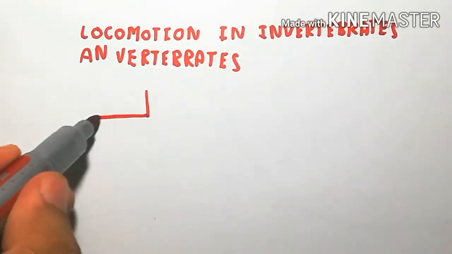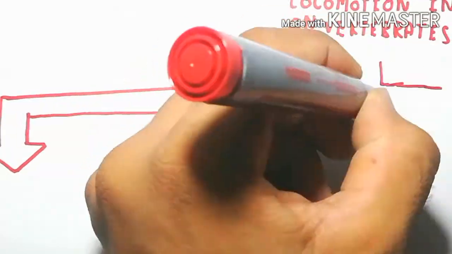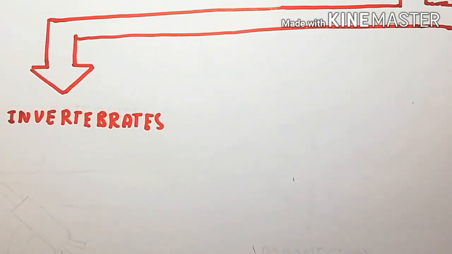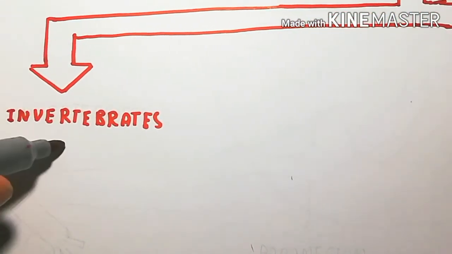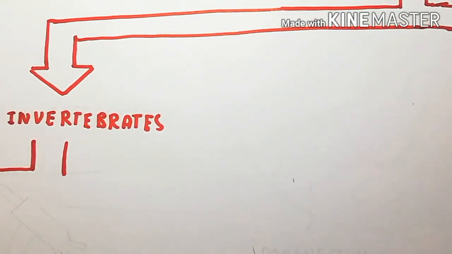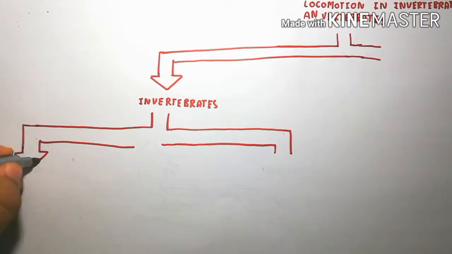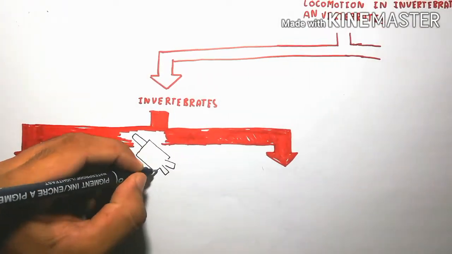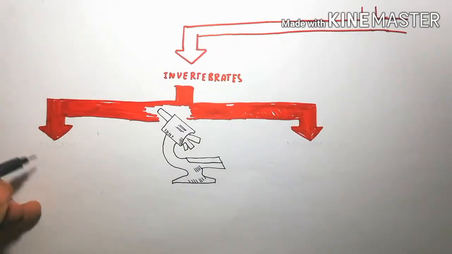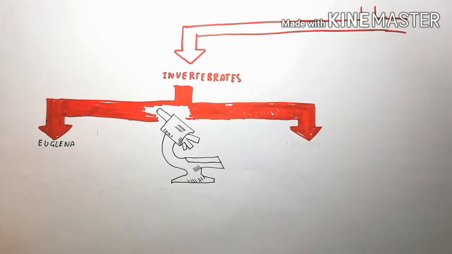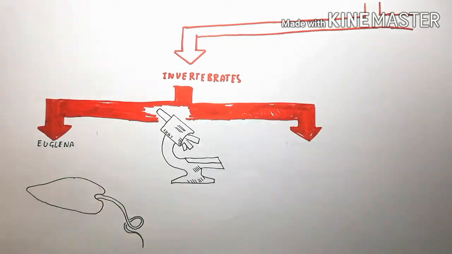So first of all we will cover the invertebrates locomotion. Locomotion is the phenomenon in which an animal moves from one place to another. On the other hand, there is movement that is present at the same point. Here we will discuss microscopic organisms in invertebrates.